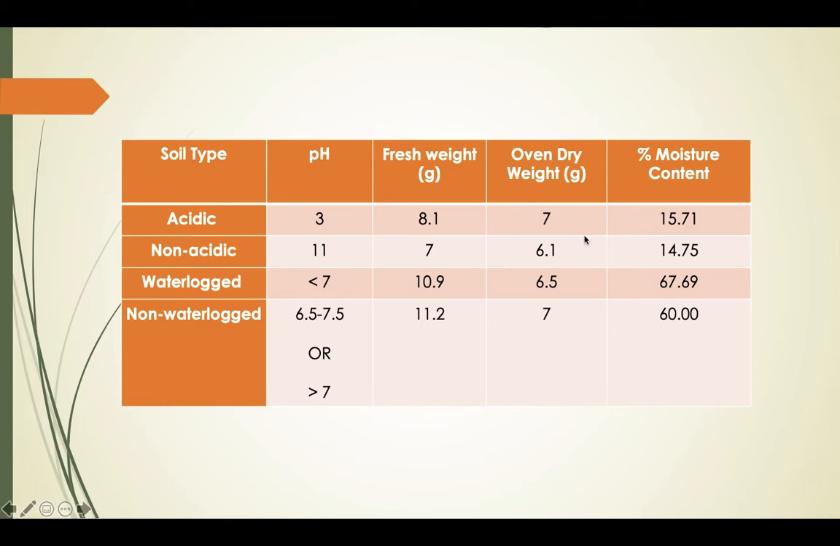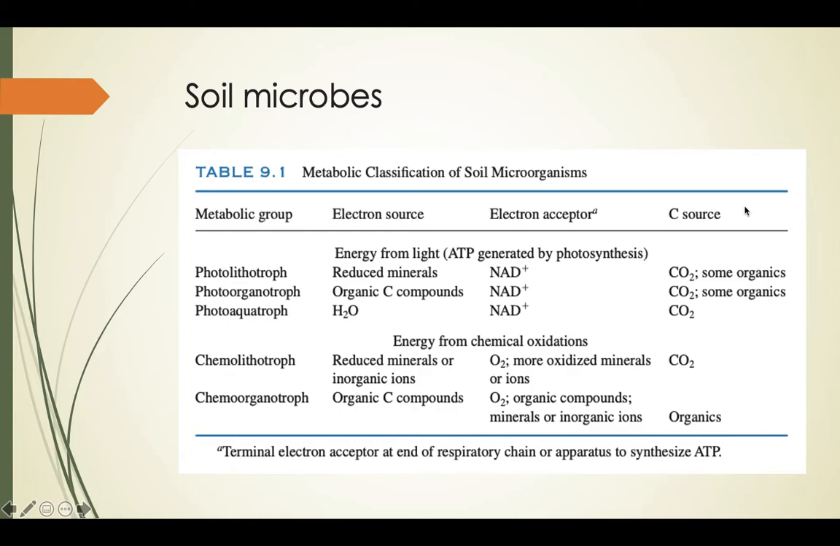Then for the moisture content computation, you know the formula. You just get the difference between the fresh weight and the oven dry weight. Then you divide by the oven dry weight. Then you get it in percentage, so you have to multiply by 100. These are the values that we are expected to see as your answers. Okay?